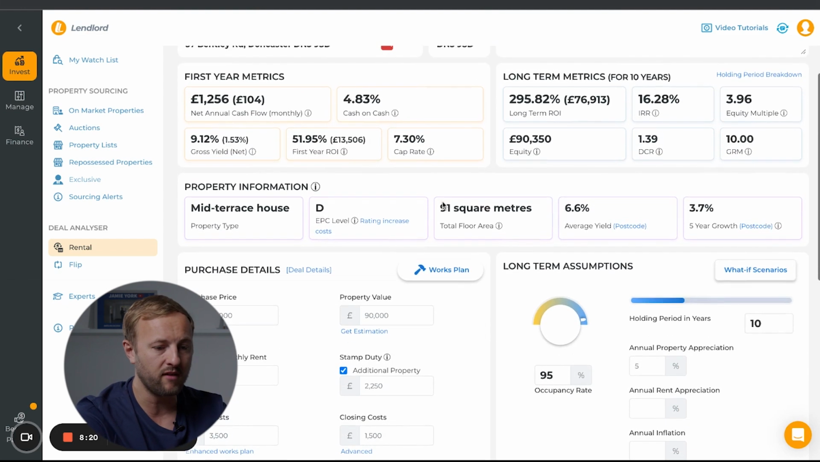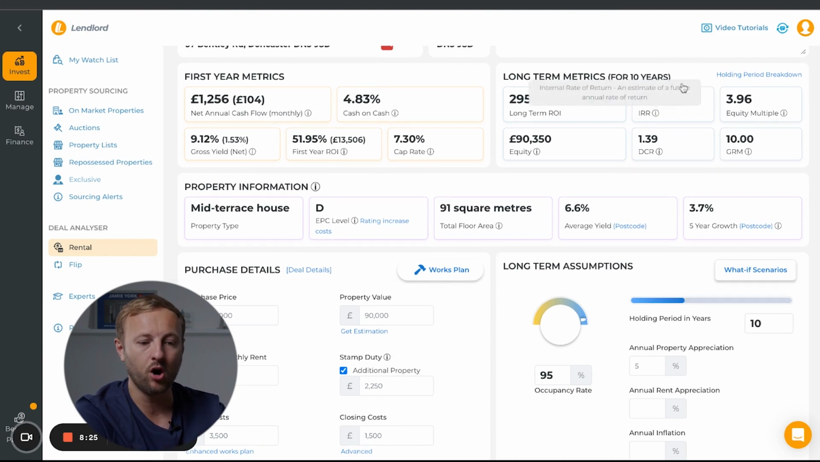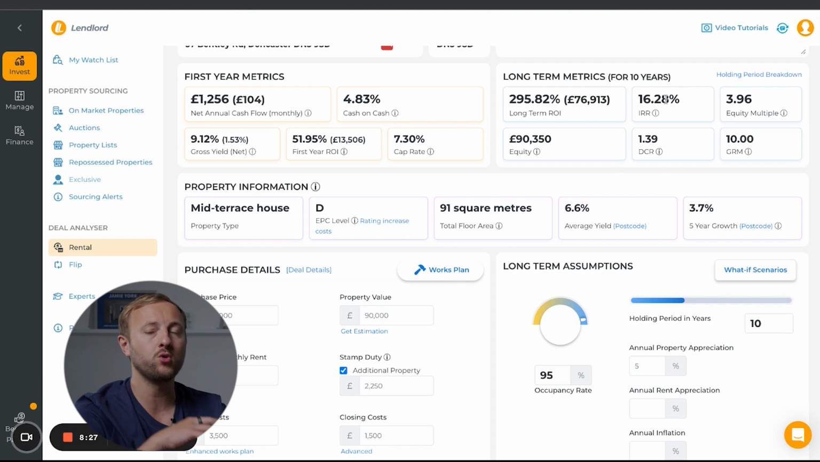So you've got absolutely everything you need to look for. Now, personally, what I'm looking for is that yield number and the IRR number. Tip for you is the IRR should be double figures. If it's not double figures, I'm not going to move forward with it for me or my investors.